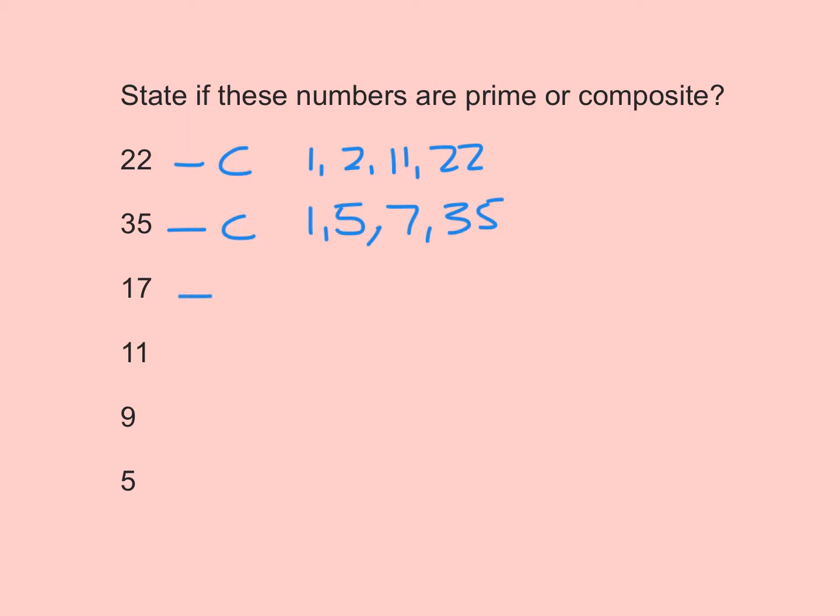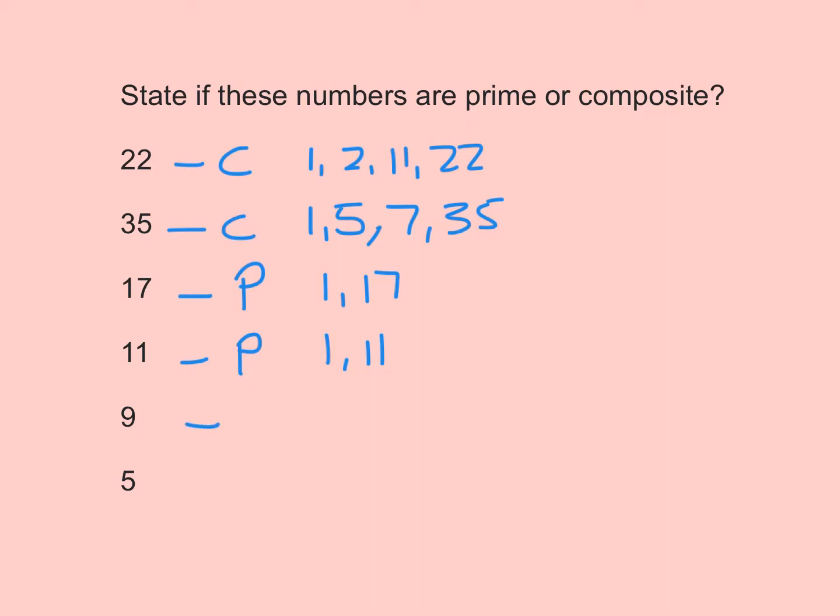What about 17? Okay, well, this is actually going to be a prime number, because only 1 and 17 can go into 17 or be divided into 17. The same goes for 11, that's also a prime number. 1 and 11 are the only two numbers that can be divided into 11.